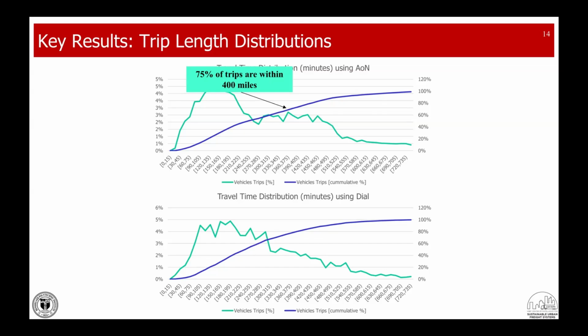AON captures it as 75%. Dial captures it as 80 to 85%. So again, the difference is probably not as important, but the flow assigned is.